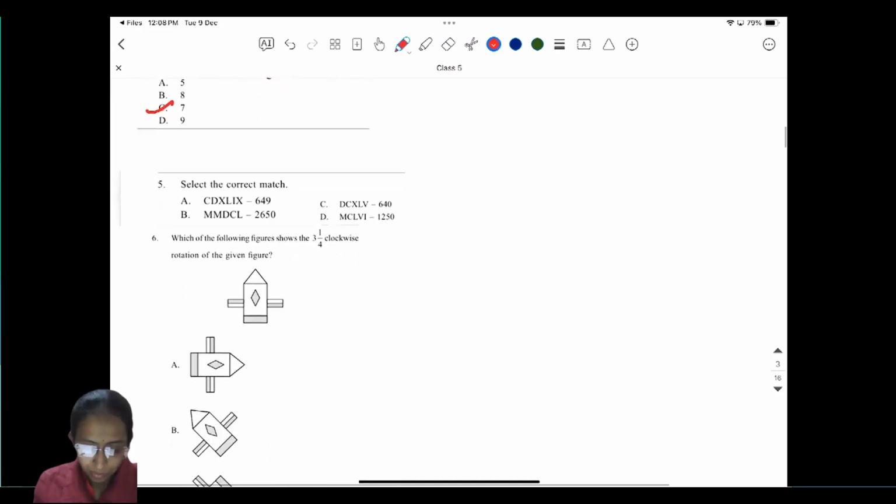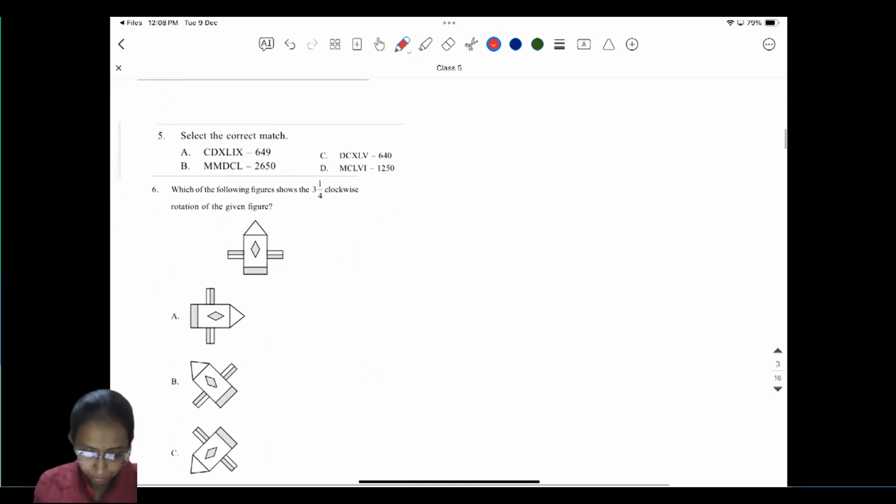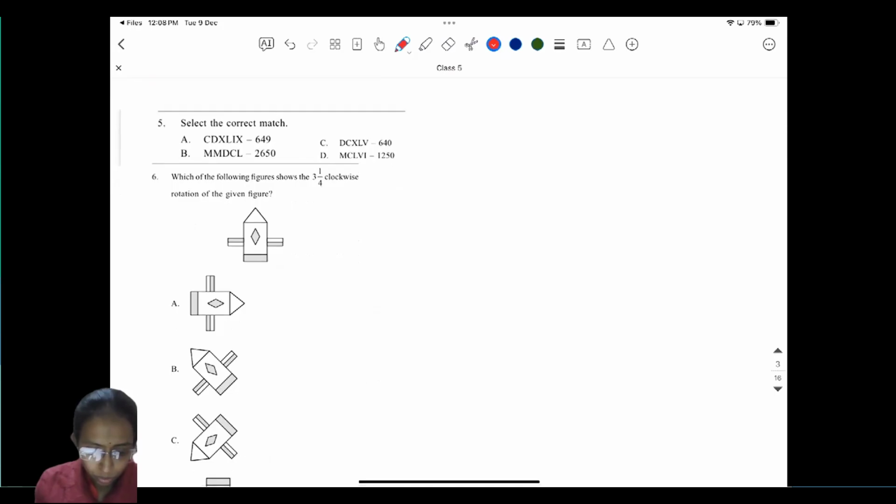Now the fifth one. Select the correct match. So this is 500 minus 100, so 400. So this is incorrect. This is 500 plus 100, 600, and this is 40, 5 is there. So this is again incorrect. Now this one is 2,500, then 600, 2,650. So yes, this one is the correct match.